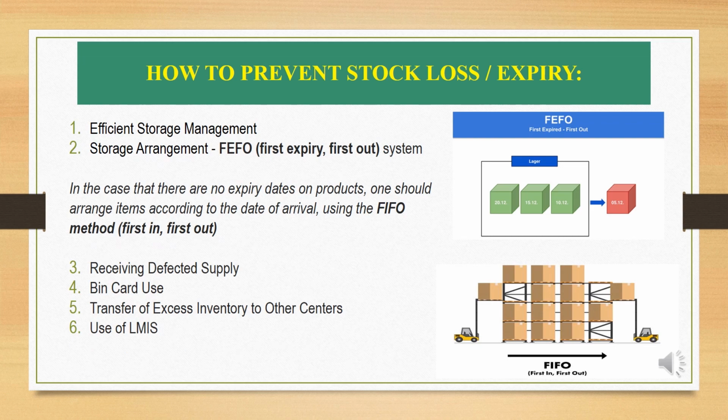How to prevent stock loss or expiry? It can be done by efficient storage management, store arrangement, and the principle of FIFO, first expiry, first out system. In case there is no expiry date on the product, one should arrange the items according to the date of arrival using the FIFO method, first in and first out.